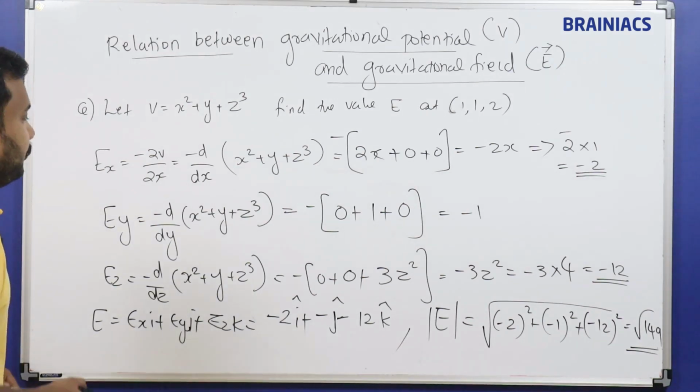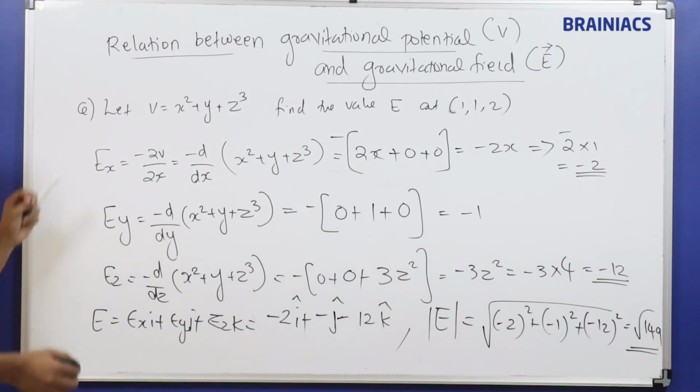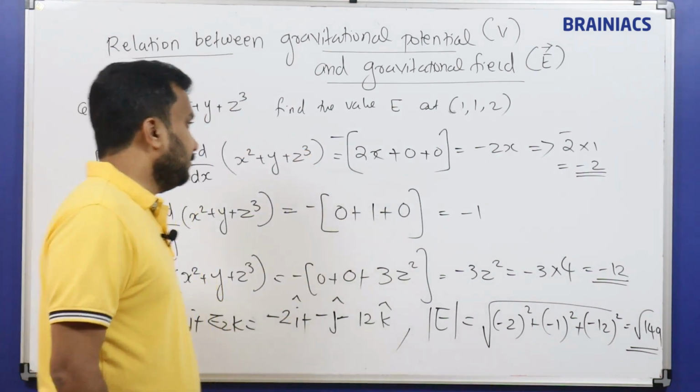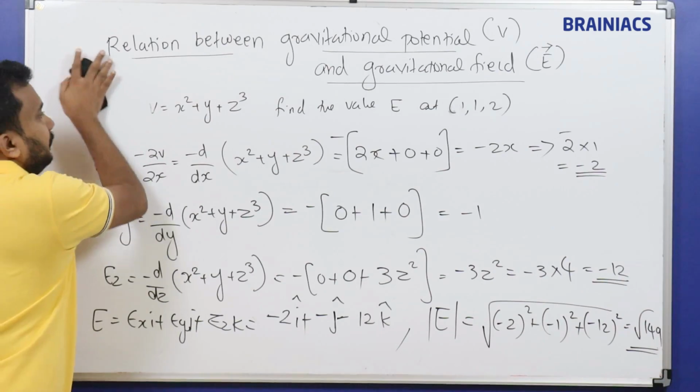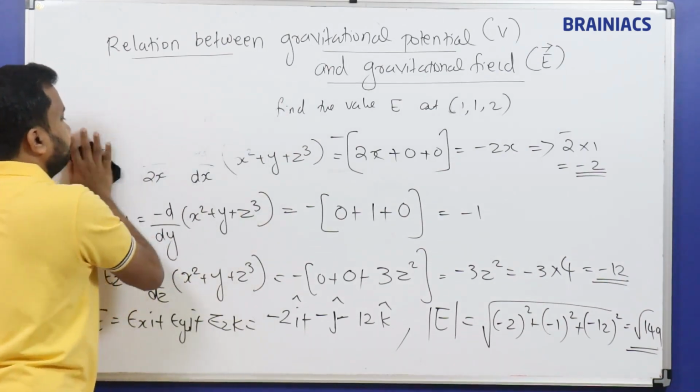Okay, so I hope you understood. V value is given and E value has to be found out. Perfect. Clear. Okay, so let's go further.